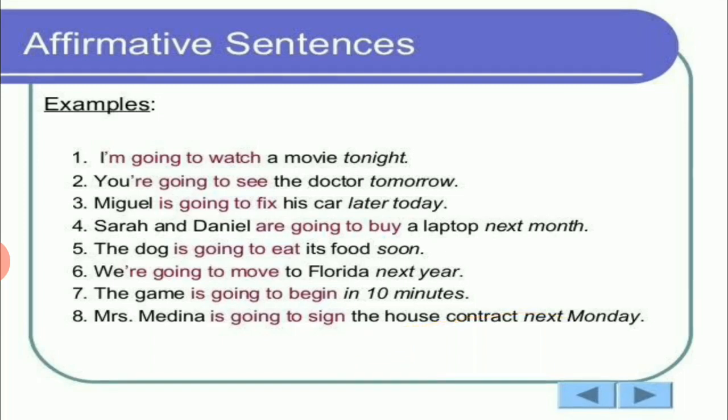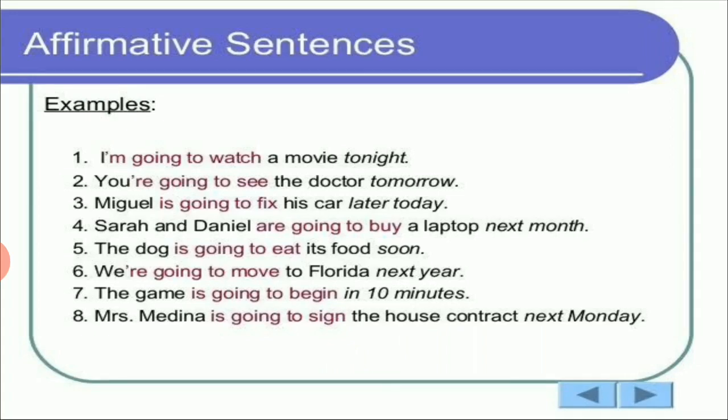I want you to look at these examples to understand affirmative sentences. I'm going to watch a movie tonight. You are going to see the doctor tomorrow. Michael is going to fix his car later today. Sarah and Daniel are going to buy a laptop next month. The dog is going to eat its food soon. We are going to move to Florida next year. The game is going to begin in 10 minutes. Mrs. Medina is going to sign the house contract next Monday.